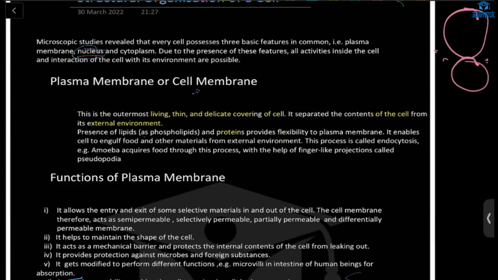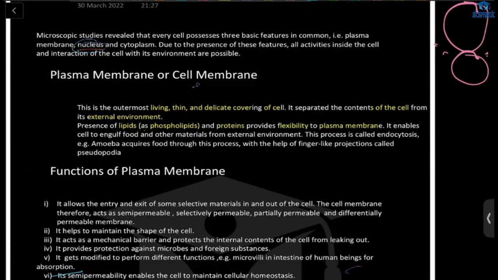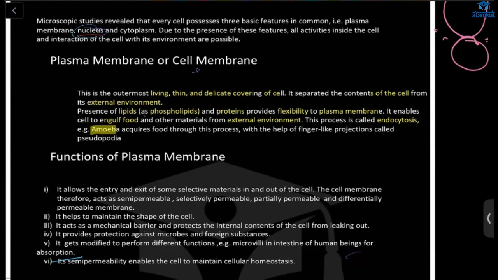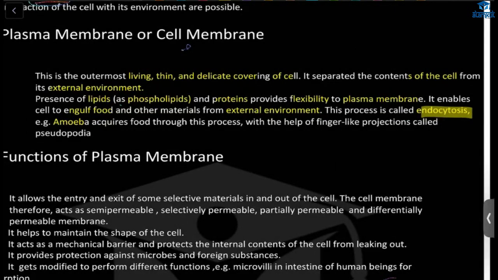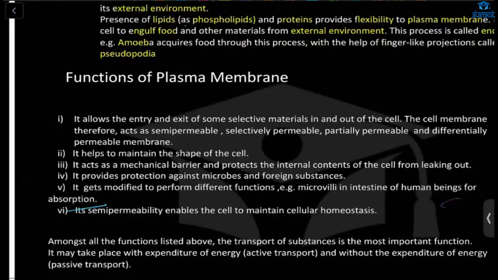And what does it contain? It has lipids, that is phospholipids, and protein. This provides the flexibility to the plasma membrane. It helps the cell to engulf food and other material from external environment. This process is called endocytosis. We'll talk about that more. And this amoeba will acquire this food material through endocytosis with the help of pseudopodia. Function of the plasma membrane.